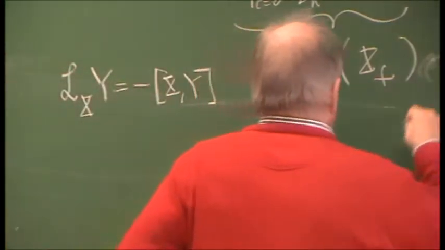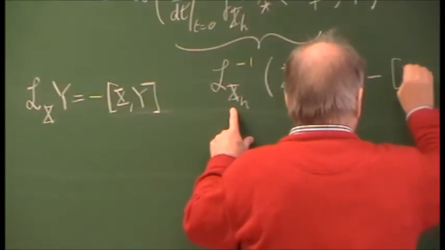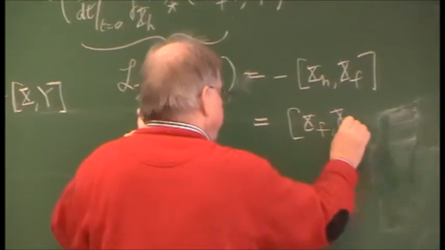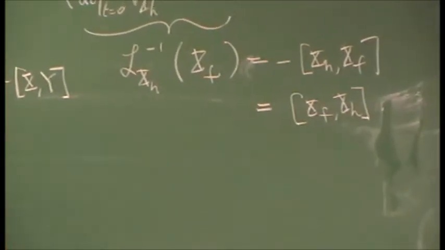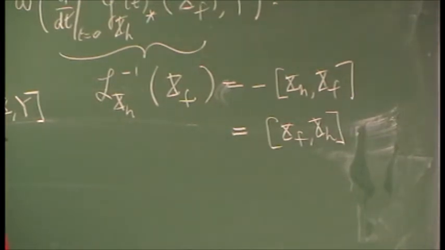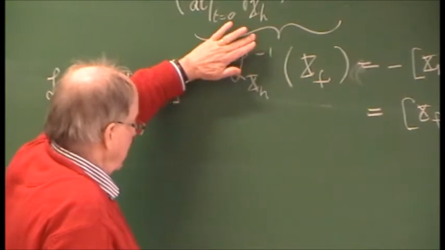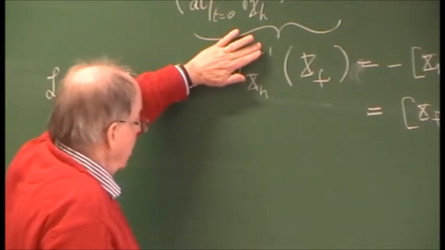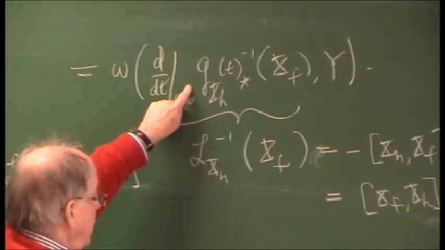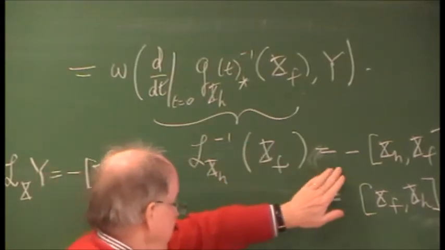So this is, well, what did I say? It's minus, I should put minus X_H X_f, and that's X_f X_H. But the minus 1 doesn't count? What is the inverse Lie derivative? Yeah, let's be careful. You're absolutely right. So we have the inverse here for sure. So that is the same as putting minus here. So that's minus and minus is a plus. That's what you're saying, right?